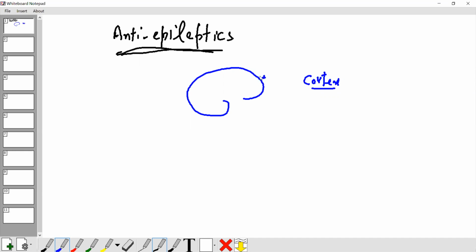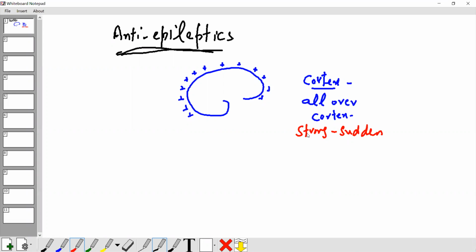The cortex. Very strong stimulation all over the cortex. Strong, sudden, you don't know what time, it just starts. Sudden, strong, sudden electrical stimulation, okay, all over the cortex.